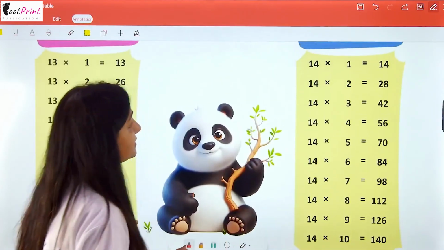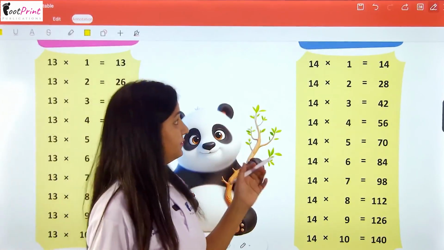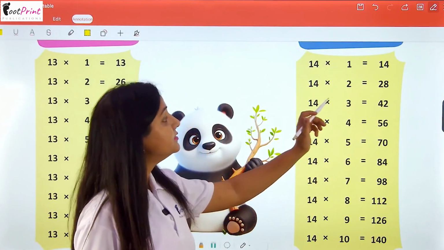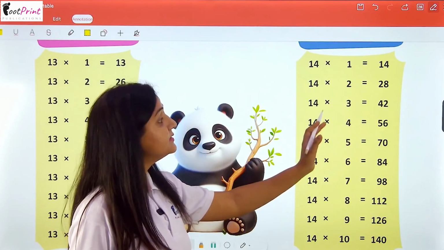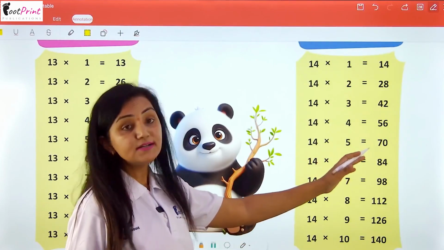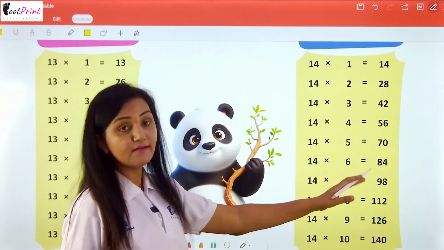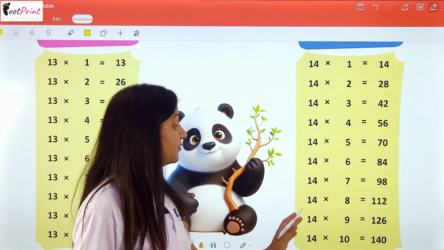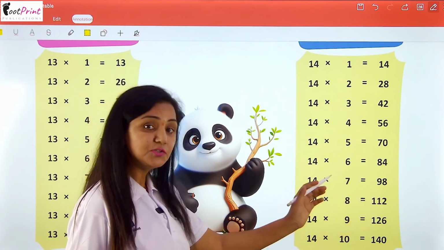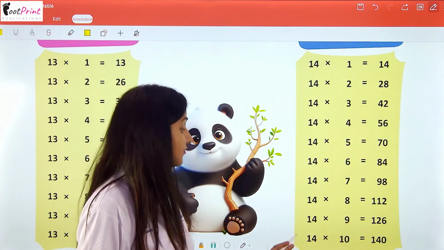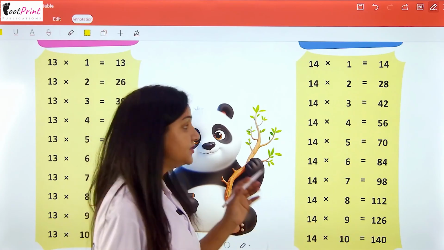Here we have the table of 14. Now we have to revise the table of 14. 14 ones are 14. 14 twos are 28. 14 threes are 42. 14 fours are 56. 14 fives are 70. 14 sixes are 84. 14 sevens are 98. 14 eights are 112. 14 nines are 126. 14 tens are 140.